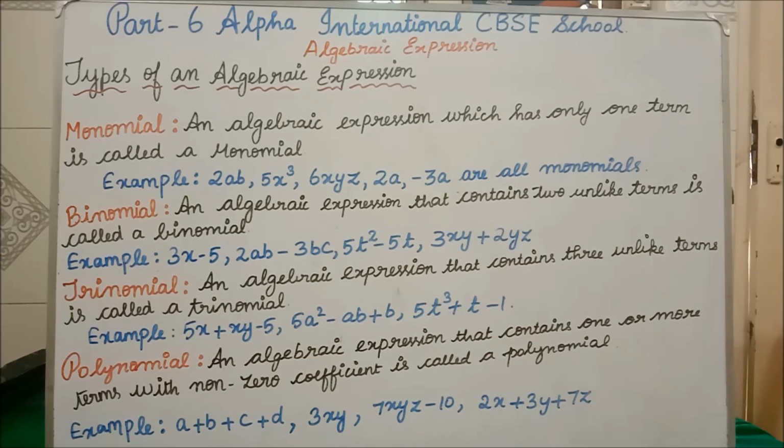Clear? The last one is what? Polynomial. An algebraic expression that contains one or more terms with non-zero coefficient. You should not get a zero coefficient; we have to get a non-zero coefficient. It's called a polynomial. Clear, all of you? If you consider this example of polynomial, a plus b plus c plus d, how many terms are we having? We are having 4 terms. So that is also a polynomial.